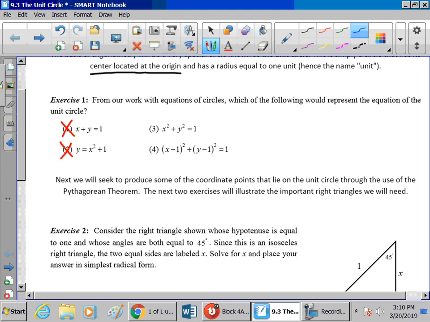All right, so both of these have radius 1, but the center of this, which is where both your terms go to 0, is going to be at 1, comma 1. So this circle is going to look like this. And that's not what we wanted. We wanted something centered at the origin. So the answer to this one is going to be 3, because 3 is centered at the origin, and it has radius 1.